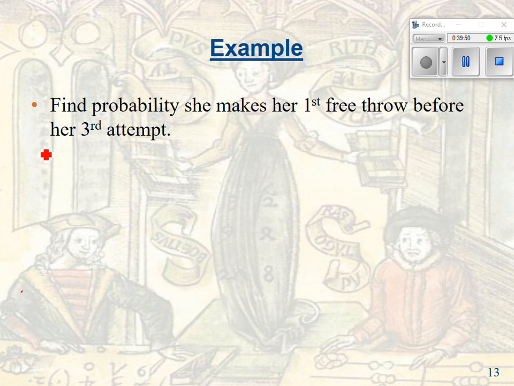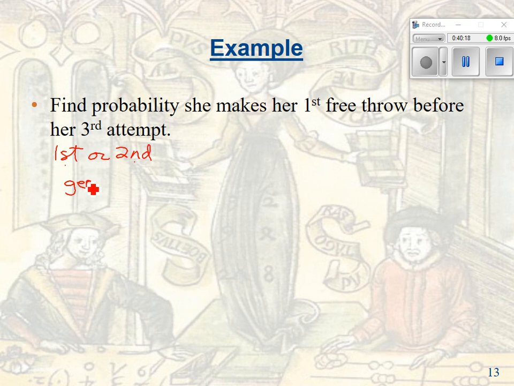Next one says, find the probability that she makes her first free throw before her third attempt. So that means, what's the probability that she makes it on the first attempt or the second attempt? So do we have to do both variables? So you could do 1 and 2 now. What I'm gonna show you here in a few minutes on your calculator.